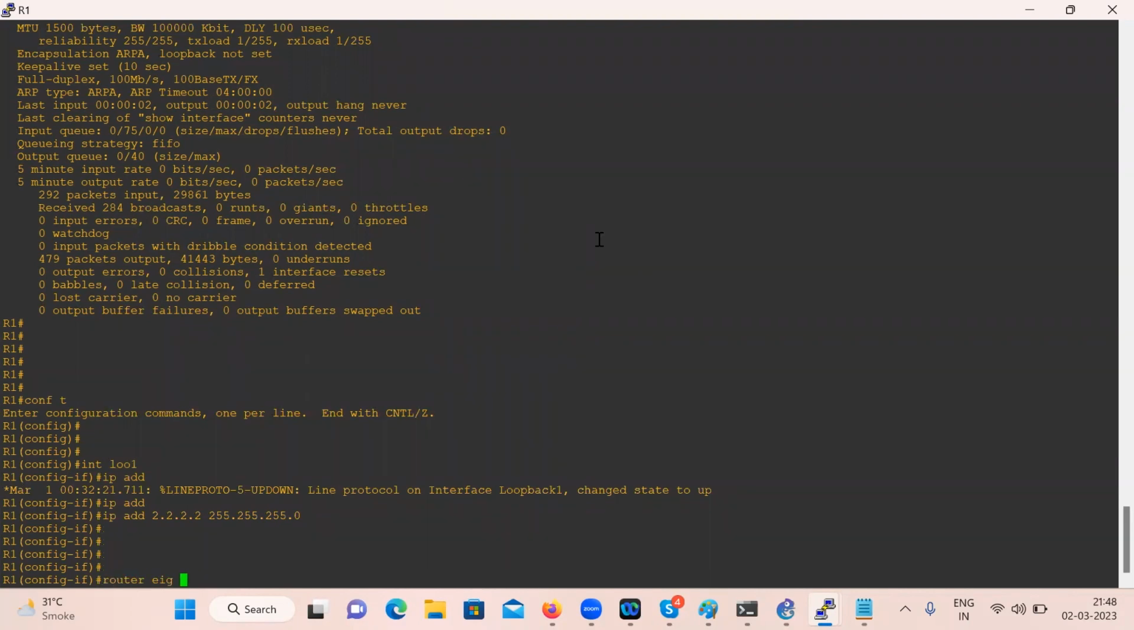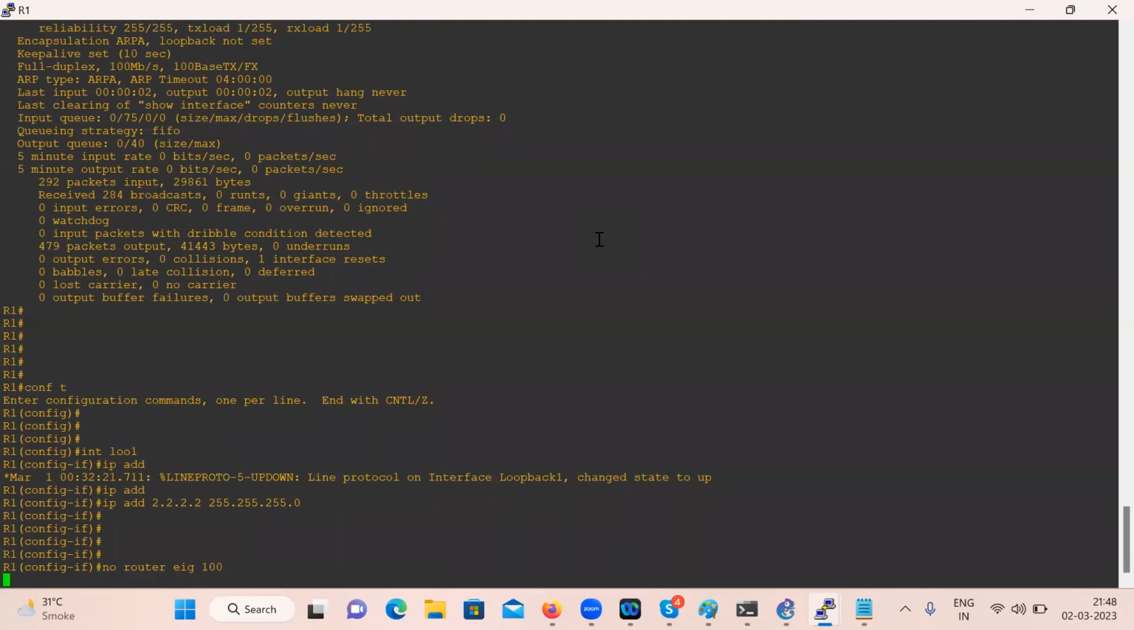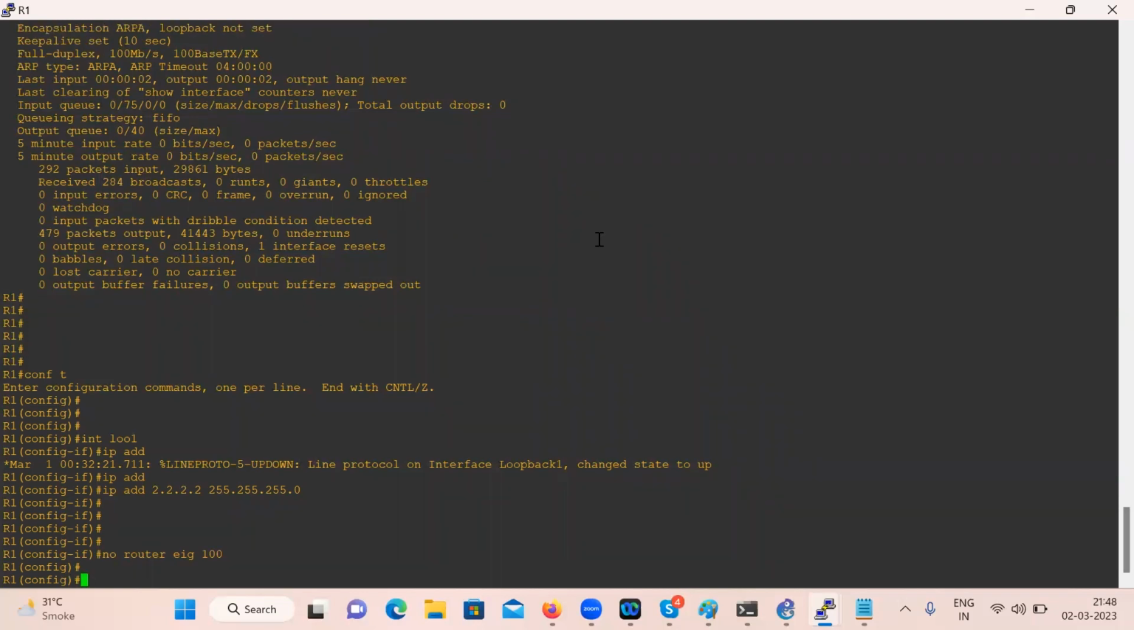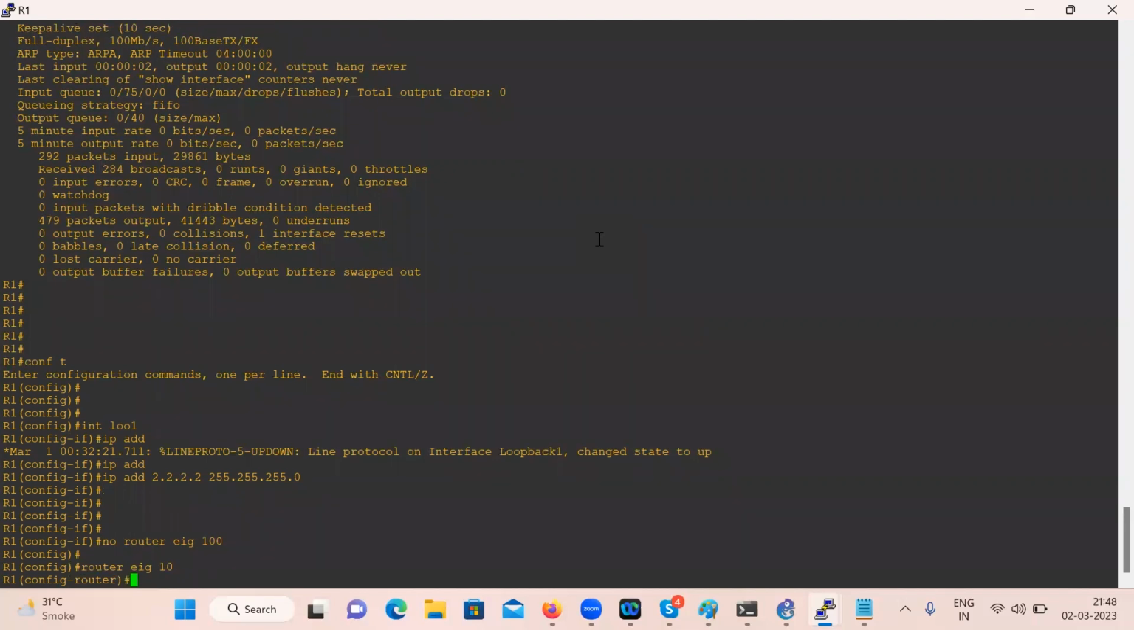So come again to EIGRP. First, I will remove EIGRP AS number 100, which we used only for testing. We will remove it completely. Then router EIGRP AS number 10. There we will advertise the network.